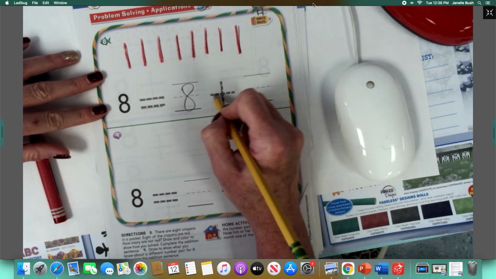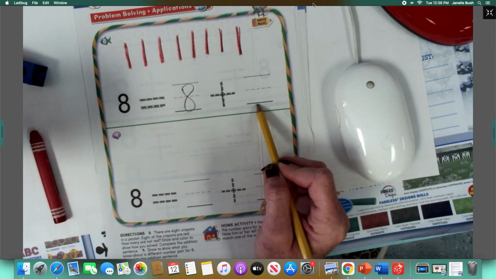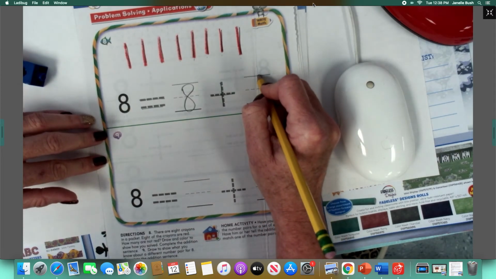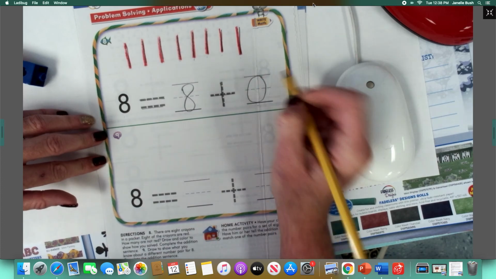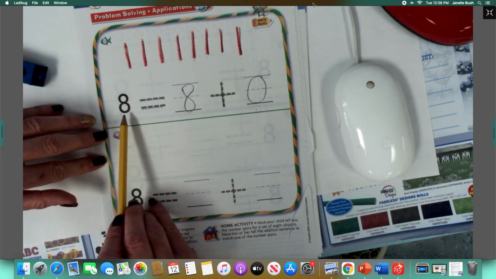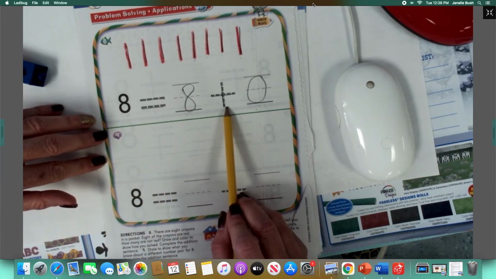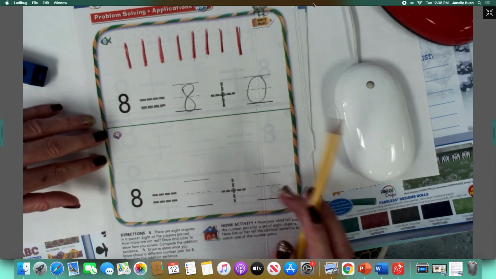Then you're going to trace your plus. Now, how many crayons are not red? That's kind of tricky, isn't it? Yes, there are 0 that are not red. So you should have written the number 0. So let's go back and read our addition problem. 8 equals 8 plus 0. Good job.